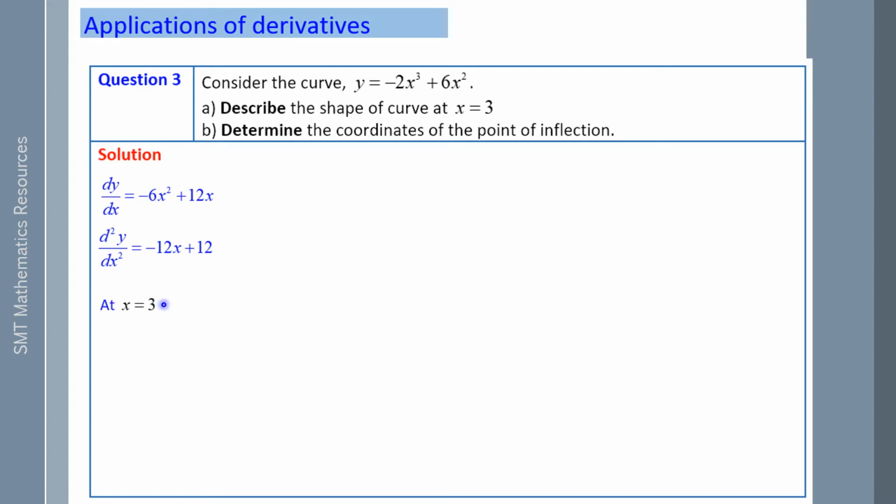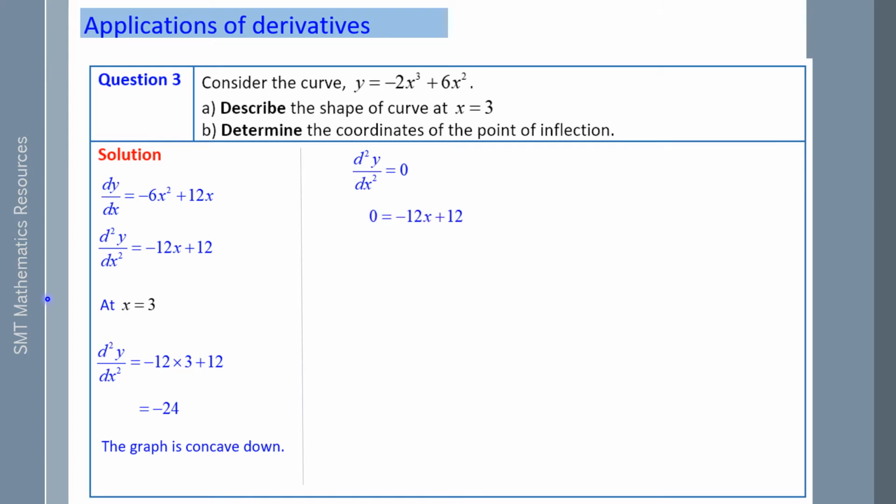At x equals 3, we're going to sub that in. So negative 12 times 3 is negative 36, plus 12 is negative 24. This tells us that the graph is concave down at that point. B is to work out the coordinates of the point of inflection. That is to let the second derivative equal 0 and solve for x.